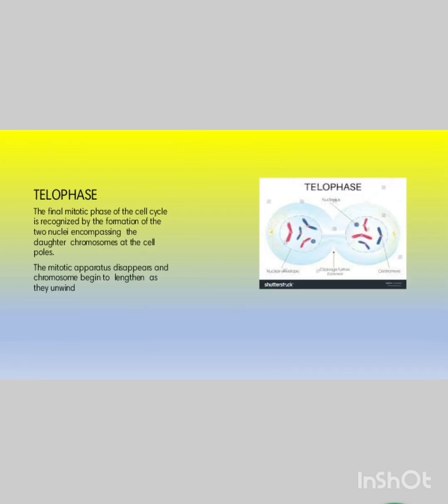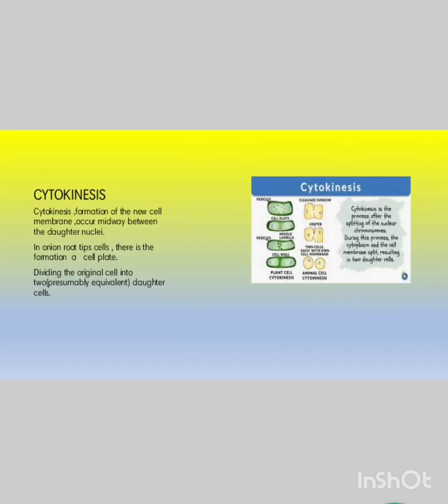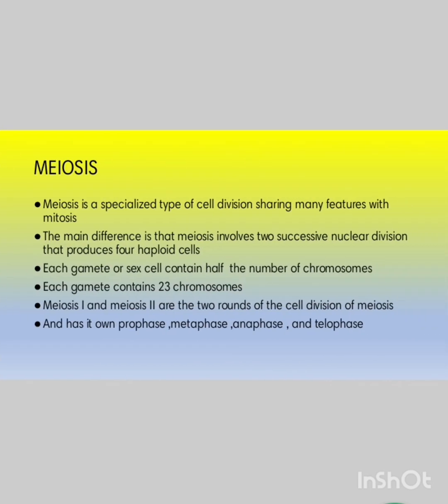Next, telophase. The final mitotic phase of the cell cycle is recognized by the formation of two nuclei encompassing the daughter cells at each pole. The mitotic apparatus disappears and chromosomes begin to lengthen as they unwind. Next, cytokinesis. In cytokinesis, a new cell membrane forms midway between the daughter nuclei. In onion root tip cells, there is a formation of the cell plate, dividing the original cell into two presumably equivalent daughter cells.